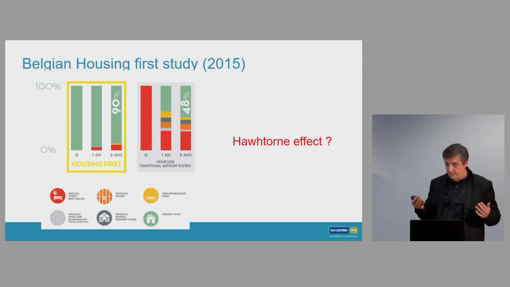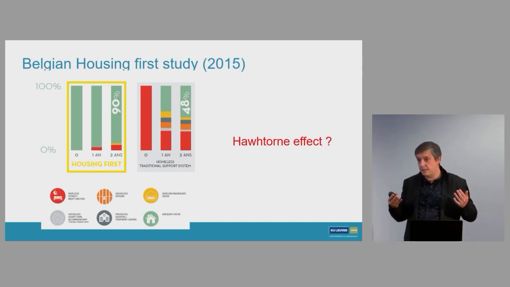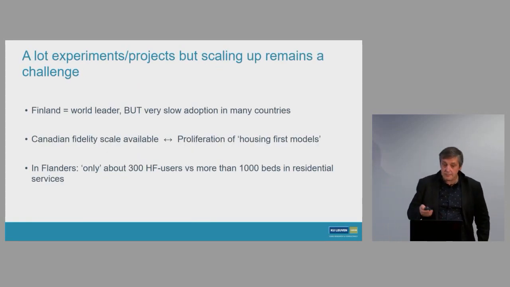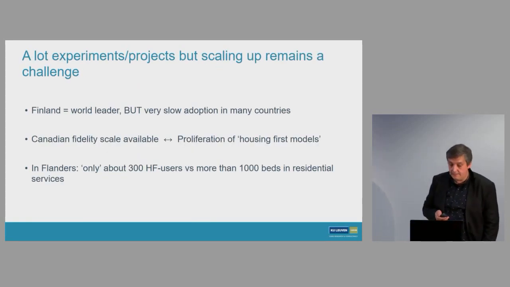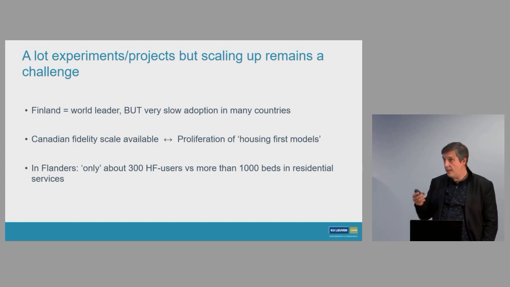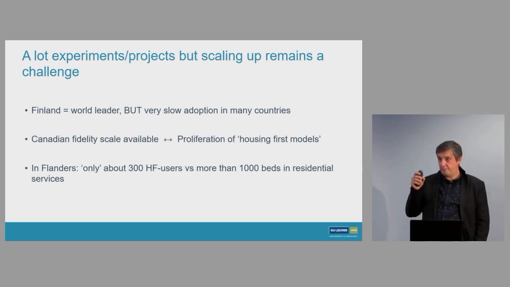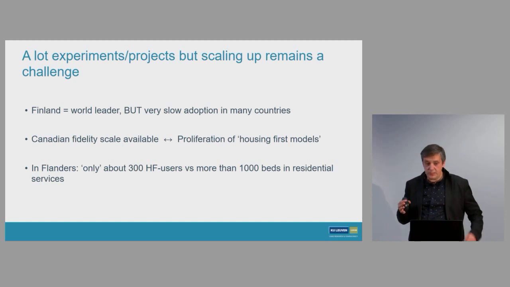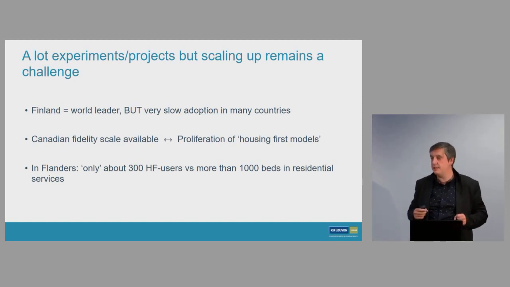Why is it so difficult to scale up Housing First to a nationwide approach? Like I mentioned earlier, Finland is the world leader, but there's a very slow adoption in many countries. We have a very specific protocolized way of doing Housing First. There is a fidelity scale developed by the Canadian study. This fidelity scale shows what you have to do when doing Housing First. But in practice, what you see is what I call a proliferation of Housing First models.